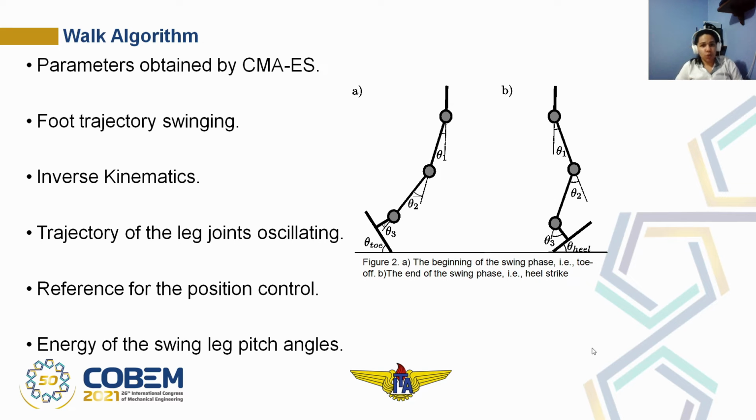In Figure 2, in A, the beginning of the swing phase, and in B, the end of the swing phase, where θ1, θ2, and θ3 are the pitch angles of each joint of the swing leg, and θ2 and θ heel are the parameters obtained by CMA-ES.